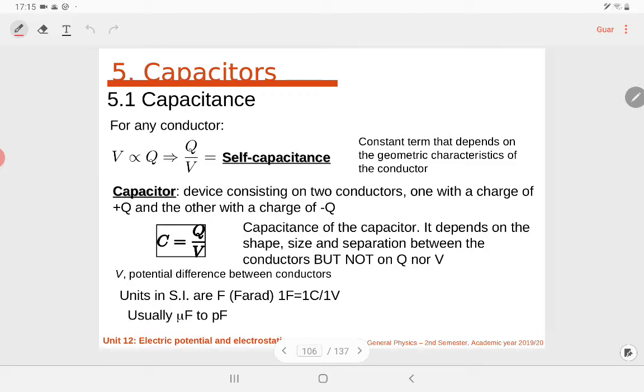The unit in the international system for measuring the capacitance of a capacitor is the farad. And 1 farad is 1 coulomb divided by 1 volt. However, this magnitude is quite big, so normally you measure the capacitance of normal capacitors between microfarads and picofarads.